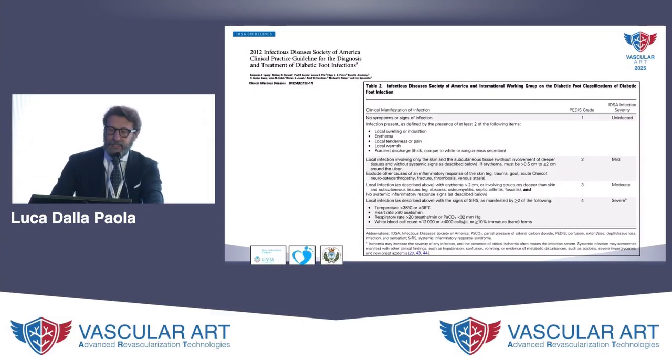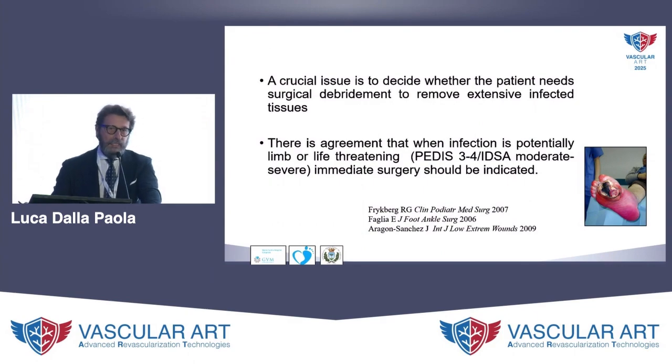We have four classes: uninfected, mild, moderate, severe. When you have a moderate infection with arthritis, osteomyelitis, or deep infection, you have a limb-threatening infection. And if you have systemic inflammatory response signs, like in the severe stage, you have a life-threatening infection. In the International Working Group guidelines, there is an agreement that for moderate and severe grades of infection, immediate surgery should be indicated.